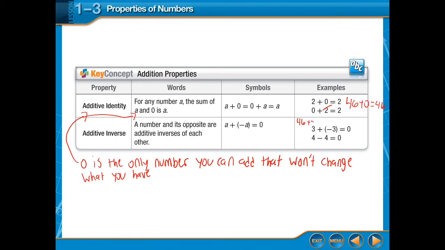If you had 46 and you wanted to spend all of your money, you want to find out how much money could I spend until I have $0. Well, you could add a negative 46. You add the same thing but the opposite, and it will always give you 0. 46 plus negative 46 equals 0. This, 4 minus 4 equals 0. You say, well, that's not addition. Yes, it is. 4 plus negative 4 equals 4 minus 4 equals 0. Subtraction is the same thing as adding a negative number.